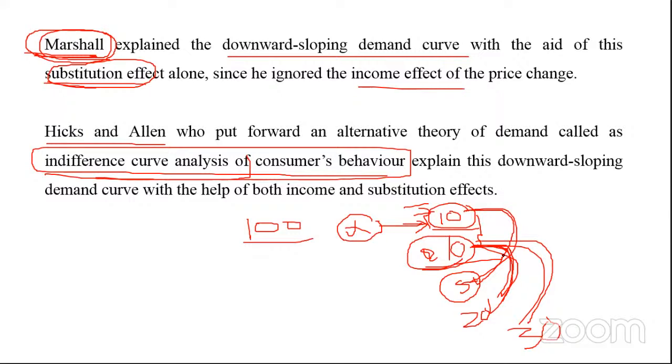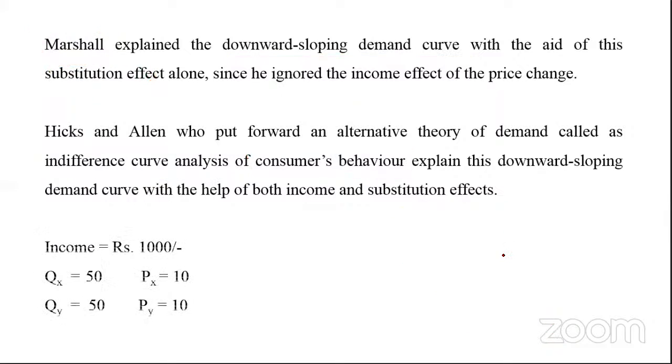For example, I am explaining how the substitution effect and income effect combine to explain the price effect. Just see here. For example, I am taking the income as 1,000 rupees. When the budget income of the individual is 1,000 rupees, he is able to purchase good X with a quantity of 50. The price of good X is 10 rupees. So 50 into 10 is equal to 500 rupees.